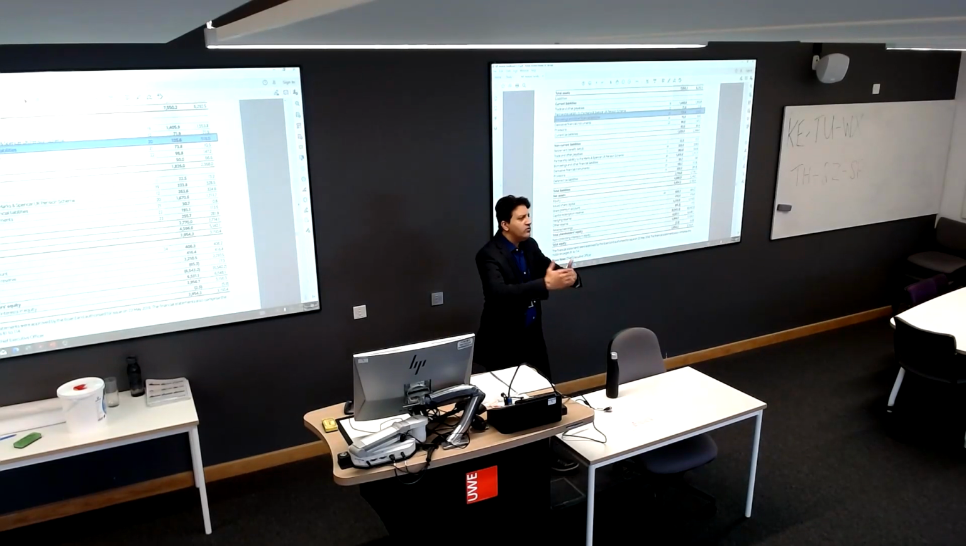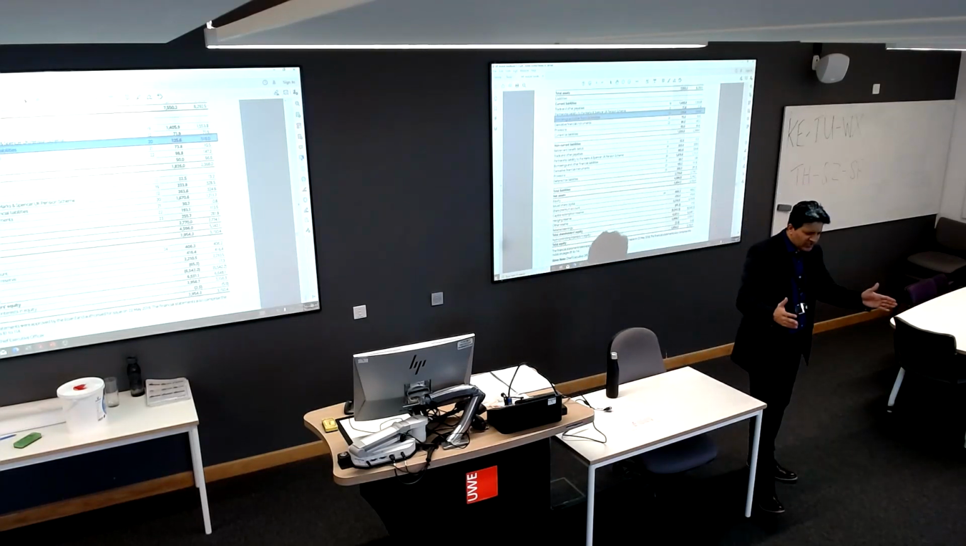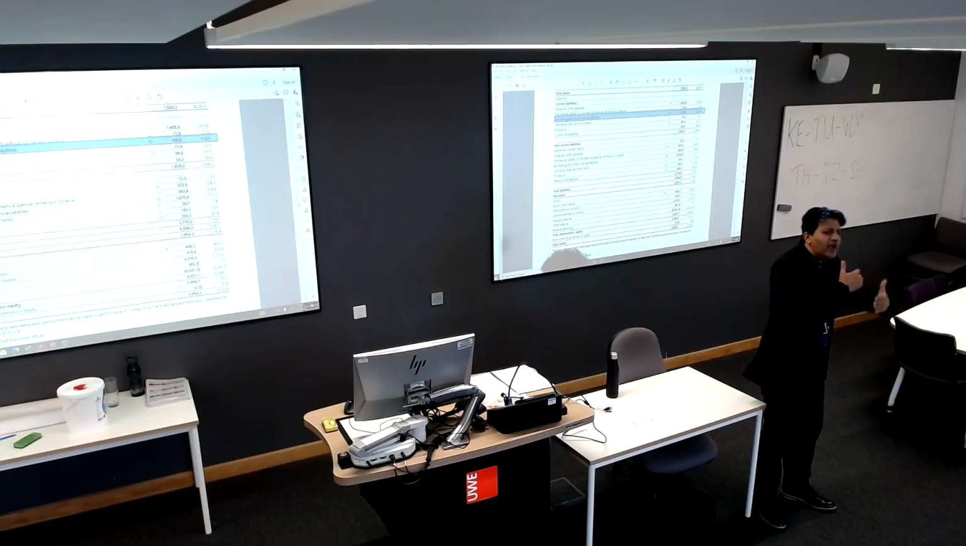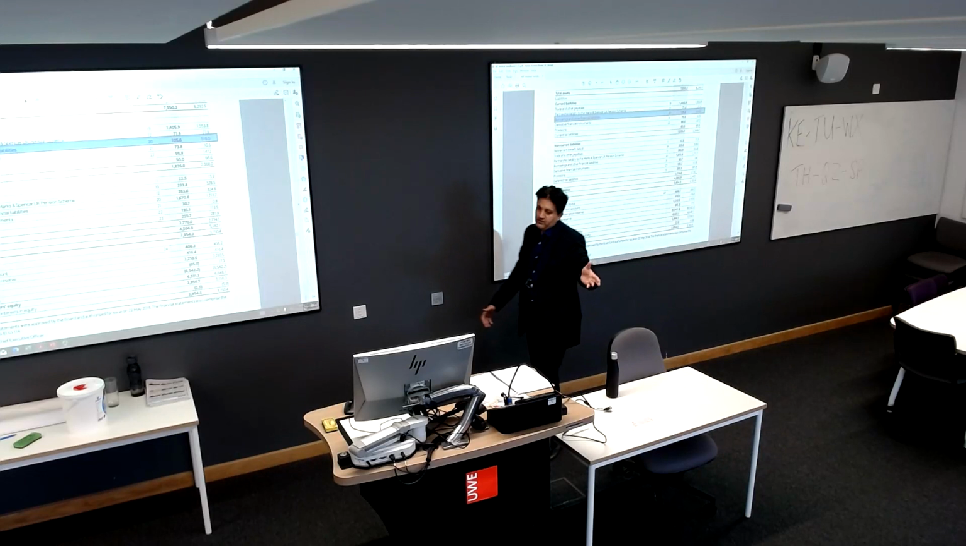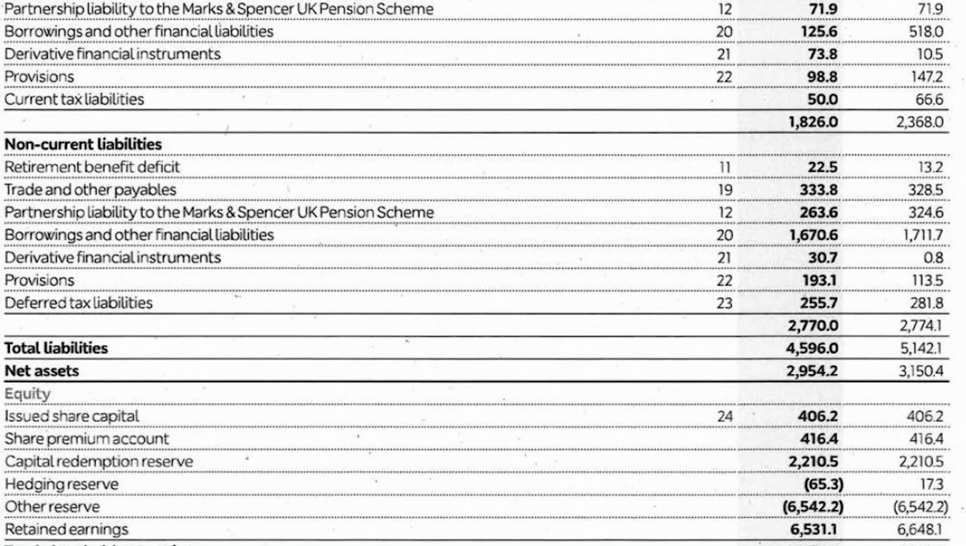Sometimes the loans which a company takes are not paid back. They take a loan for 10 years, so they will have to repay at the end of those 10 years. But what happens at the end of 10 years is that the loan gets rolled over, so they keep the money forever. This issue doesn't apply to most companies, but some companies do have it. So we pick up this figure as well and add it: 125.6 and 518.